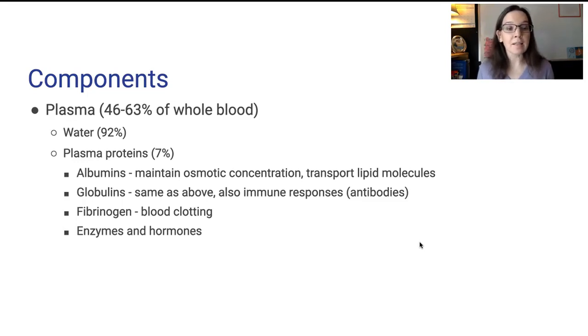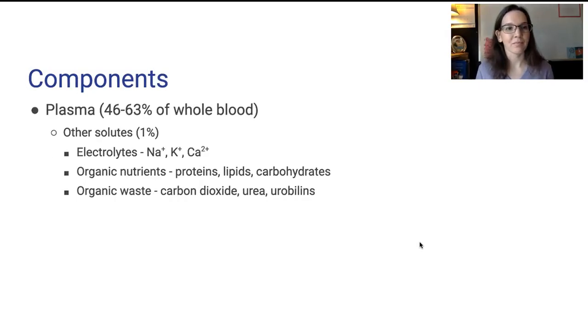Let's see, most enzymes are proteins, and so if you're going to have an enzyme, it's going to be a protein floating in the plasma. And also hormones. There are some classes of hormones that are proteins. All right, other solutes in the blood plasma.